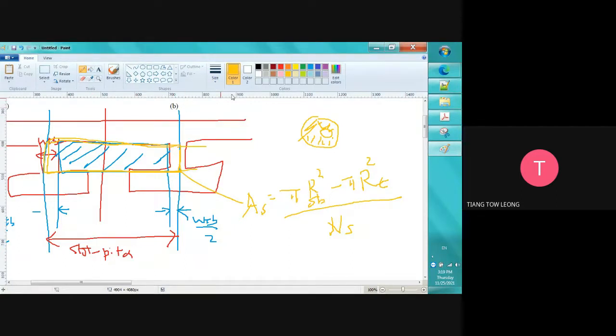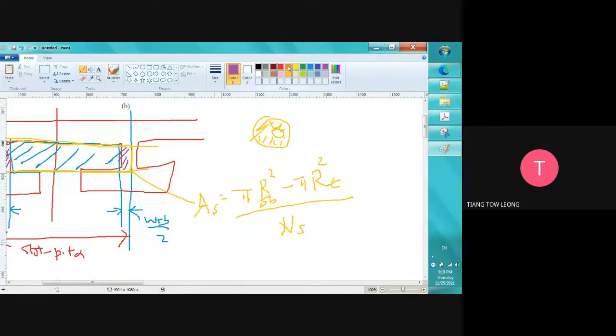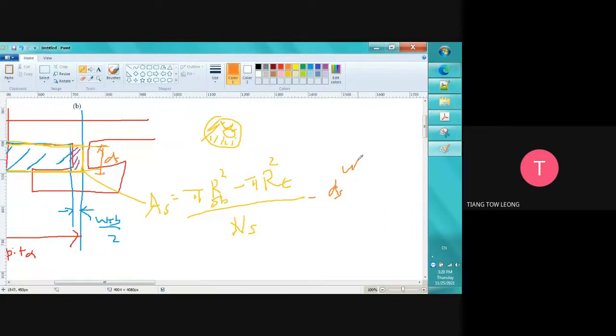So what we need to do is we still need to minus this part and this part. Okay, so we include again minus. Just now we calculated the D_S, right? The slot depth. And then W_TB divided by 2. We times W_TB divided by 2, which is here. But we have two portions, so we times 2 again. So this is the area of the slot winding.